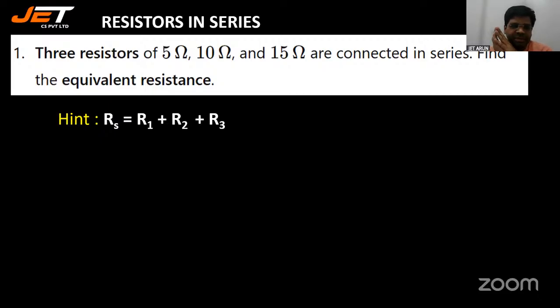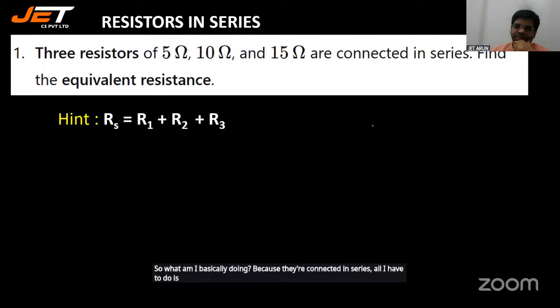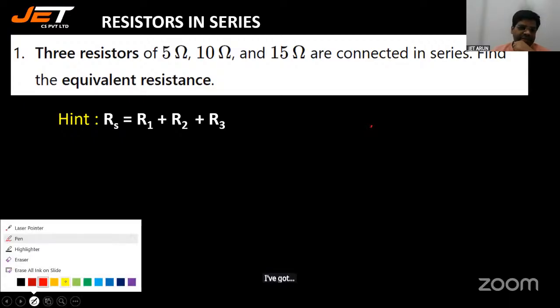Charan, think again. Tejasvi, good. Charan, yes, good. Pranita, think again. Charan, wonderful. Divyanshi, good. The hint is given there as well. Yes, Ashwita, good. So what am I basically doing? Because they're connected in series, all I have to do is sum them up. Yes, Azra, excellent.